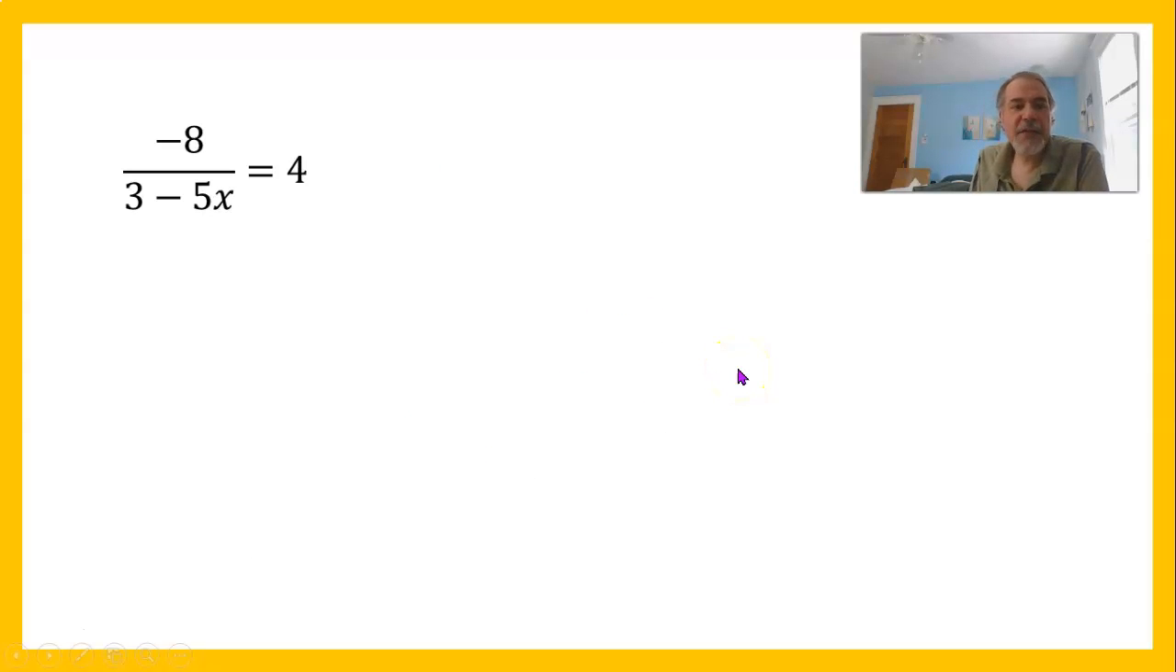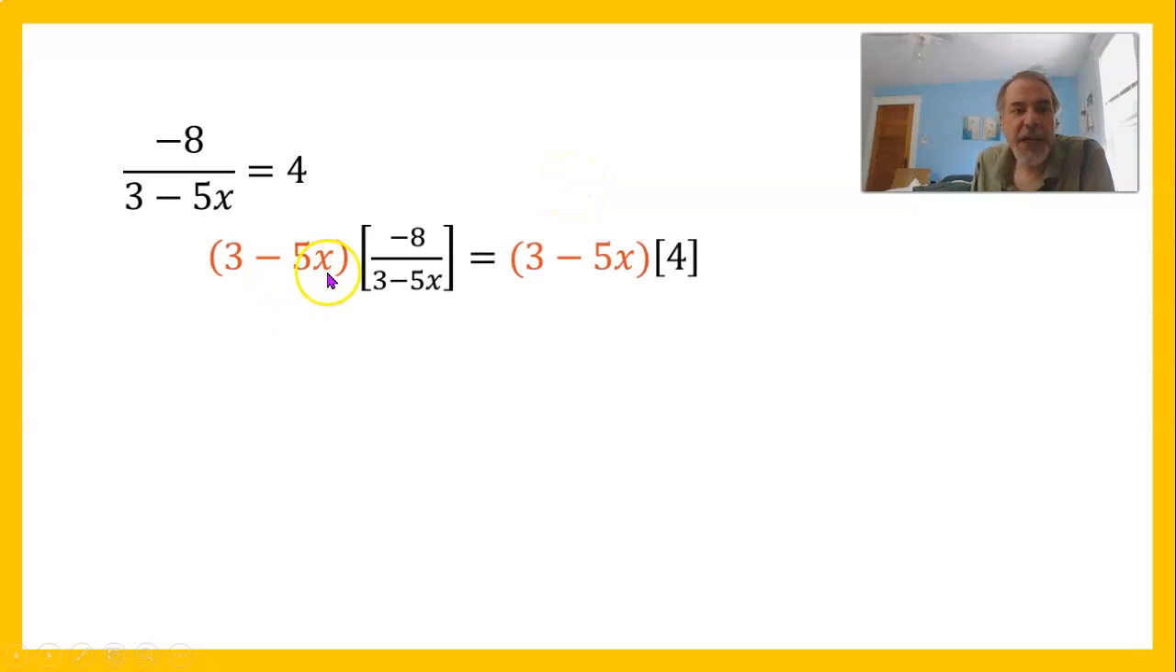Let's try this one. Negative 8 over 3 minus 5x equals 4. There's only one fraction. The denominator of that fraction is the expression 3 minus 5x. So that's what I'm going to multiply by on both sides of this equation. 3 minus 5x times negative 8 over 3 minus 5x equals 3 minus 5x times 4. On the left, the 3 minus 5x divided by 3 minus 5x is just 1. And 1 times negative 8 is negative 8.